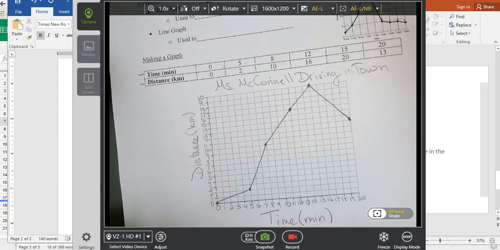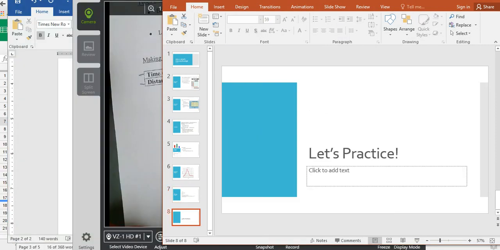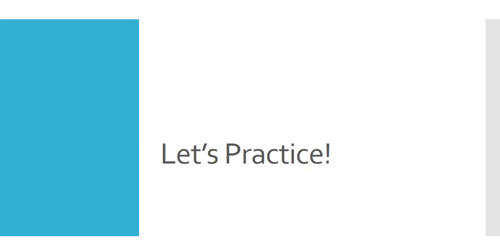I hope this was helpful. Please let me know if you have any questions. There are some more practice problems on the worksheet, so please go ahead and complete those and return the worksheet to me. I'll check your work, give you any hints or help you need, and you should be good to go. Thanks very much.